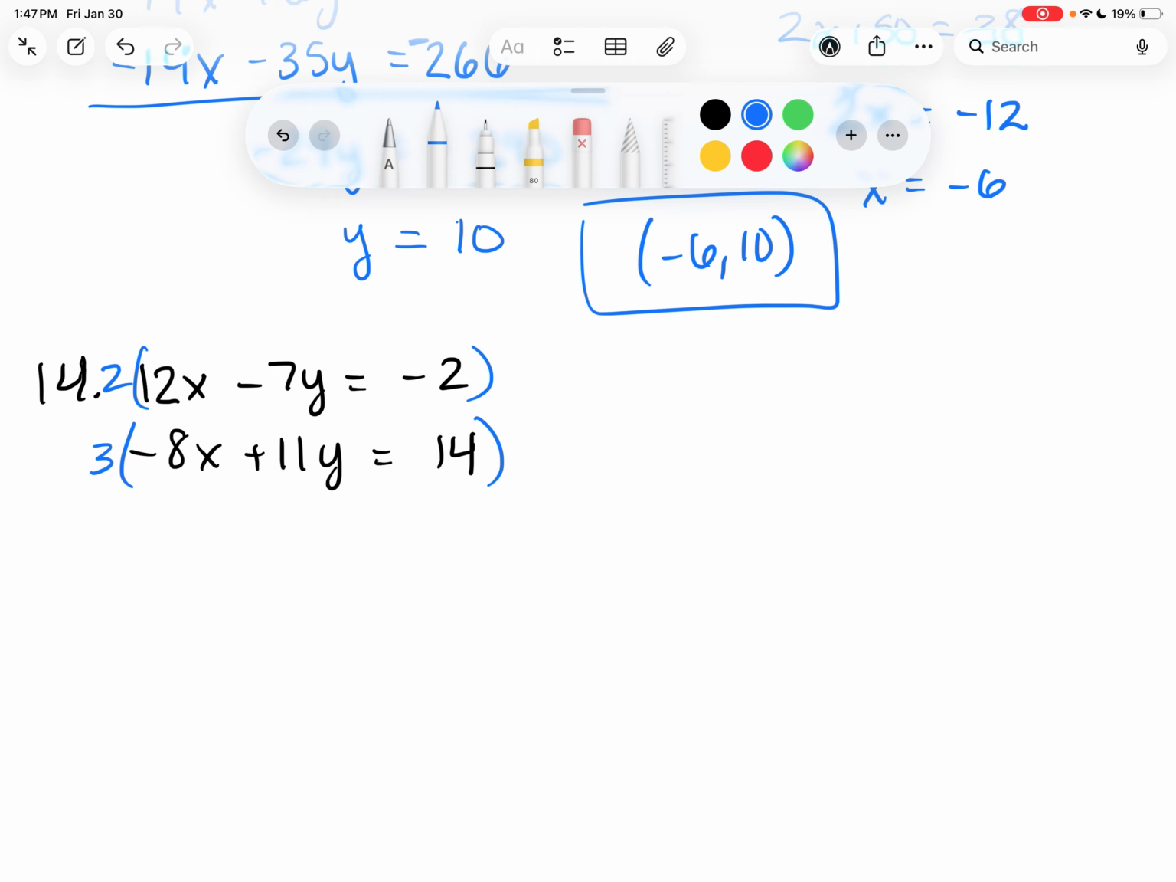Now, if you feel like you're going to struggle to pick those numbers out or you don't see that, you can always multiply them by the bigger numbers because that method will always work.